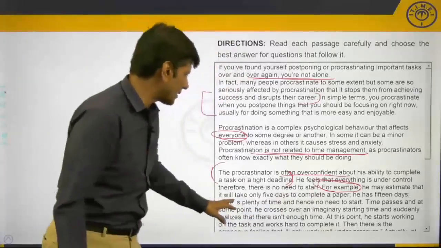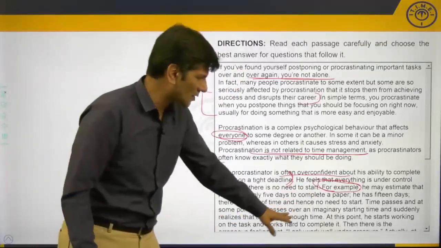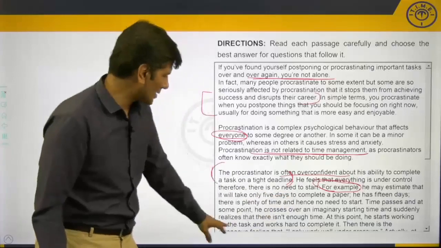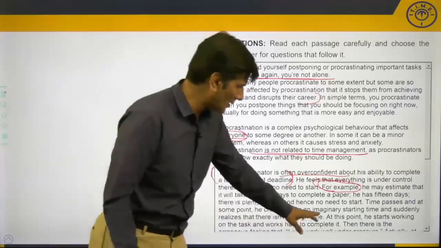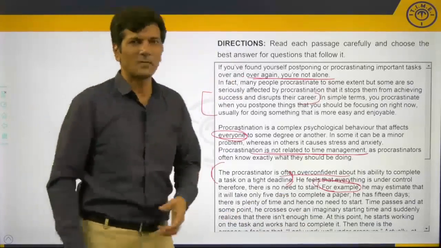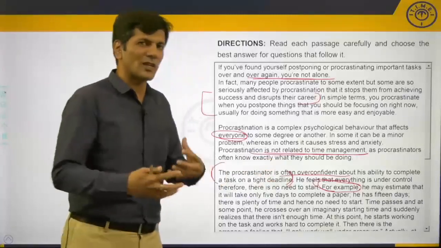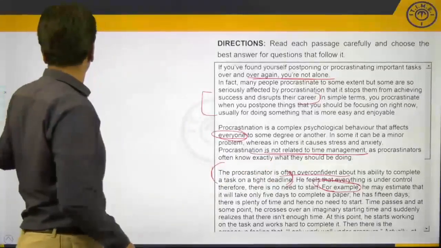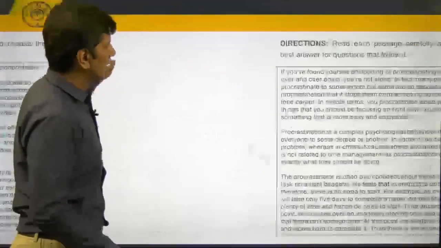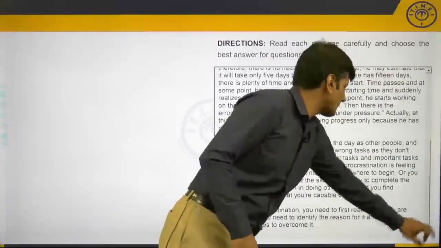He may estimate that it will take only 5 days to complete a paper. He has 15 days. There's plenty of time and hence no need to start. Time passes and at some point, he crosses over an imaginary starting time and suddenly realizes that there isn't enough time. At this point, he starts working on the task and works hard and completes it. So this is just an elaboration of the fact that procrastinators think that everything is under control. All right. Now, what does the rest of your passage say?